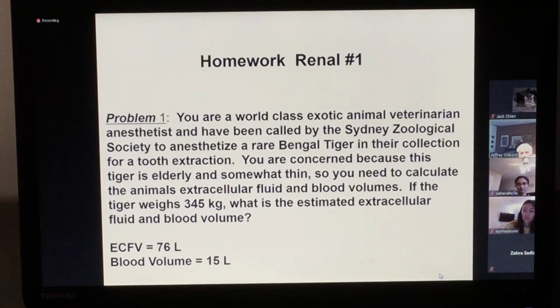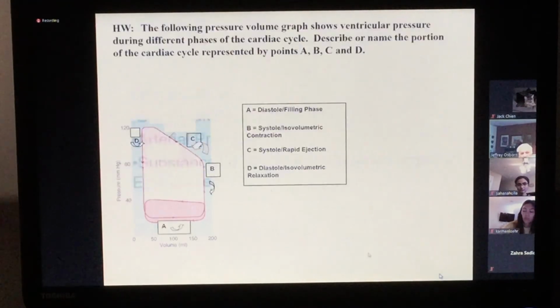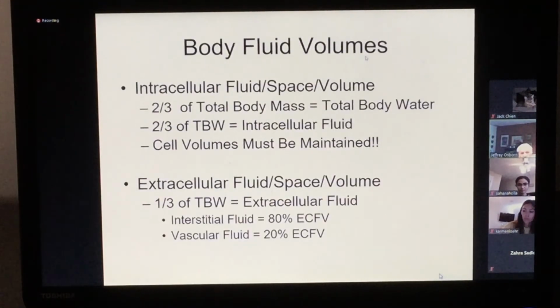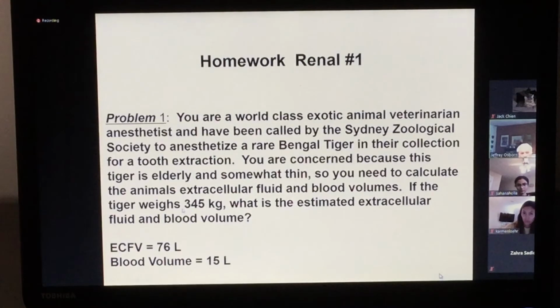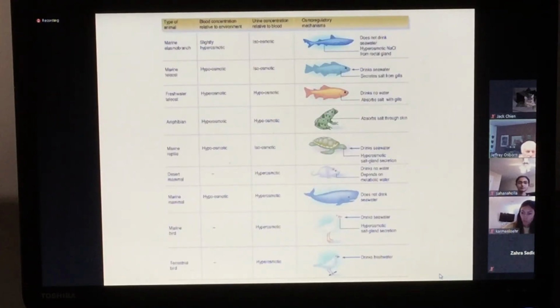So I want you to go back to this slide and calculate and figure out how we got to these values for that Bengal tiger. All right? Because I'm quite certain the Sydney Zoological Society would want you to not mess up your calculations in terms of understanding what that Bengal tiger actually had in its extracellular fluid.